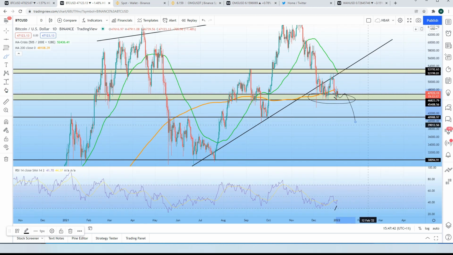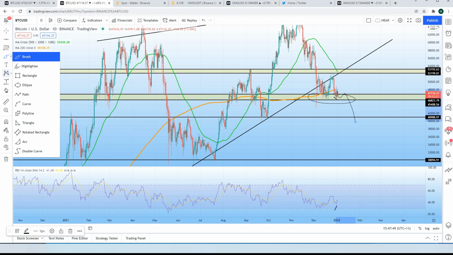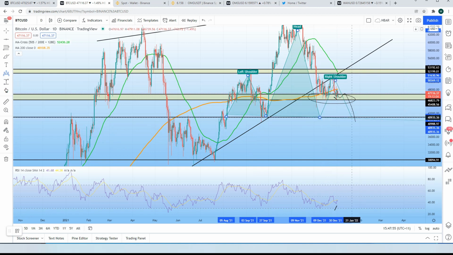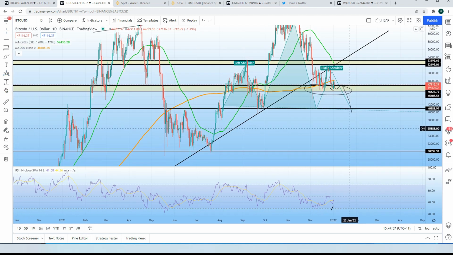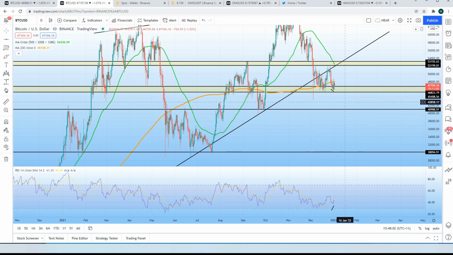If we continue downwards, obviously we've got that inverted head and shoulders pattern. Let me quickly map that one out. That inverted head and shoulders pattern, or something around about like that. All right, and that would send us down to 30,000. So that's what you can expect, guys.